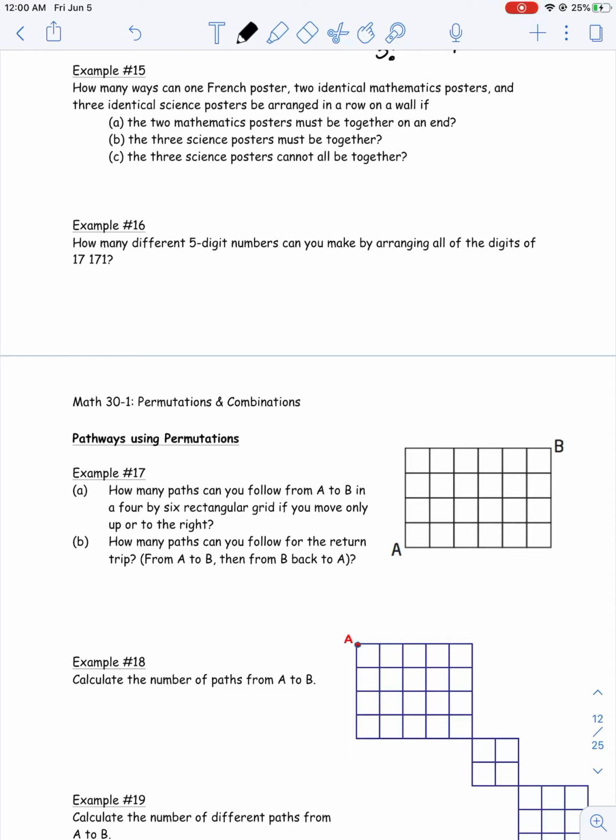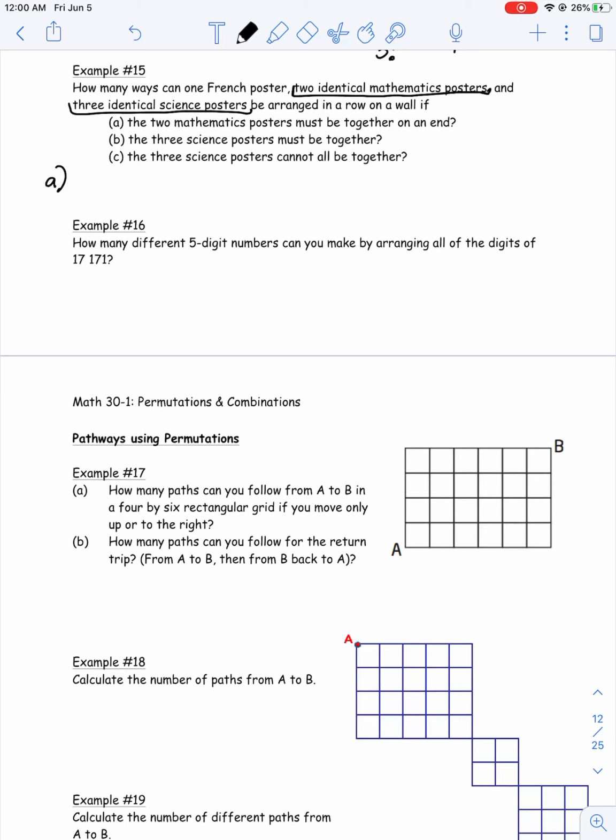Example number 15, we have 2 mathematics posters must be together at the end. So we know that they're going to be at the end, so that does help us to draw this out, but we do see that there's identical things. We have 2 identical math posters and 3 identical science posters.